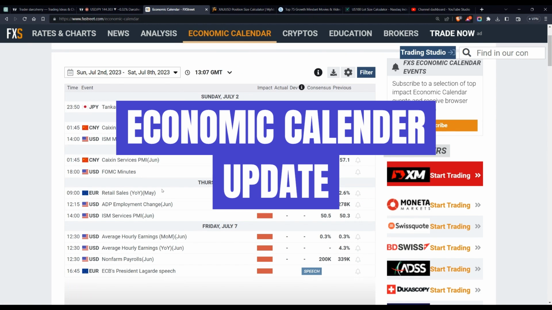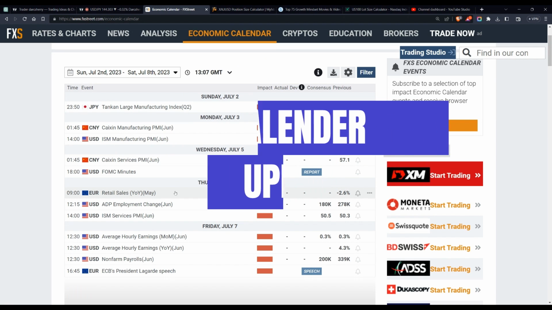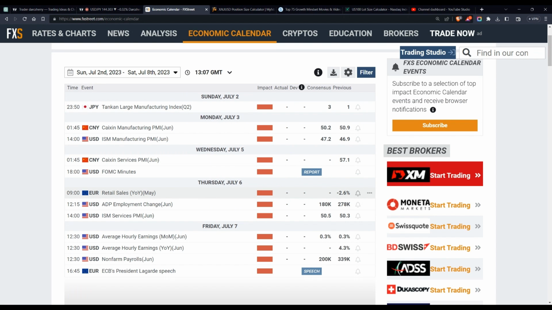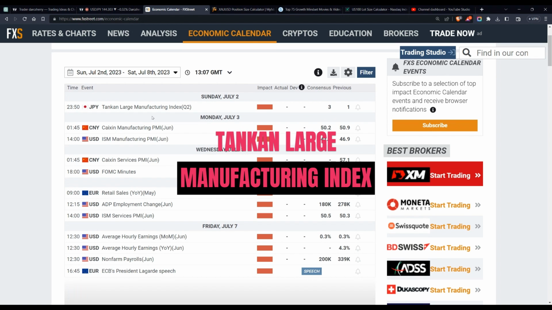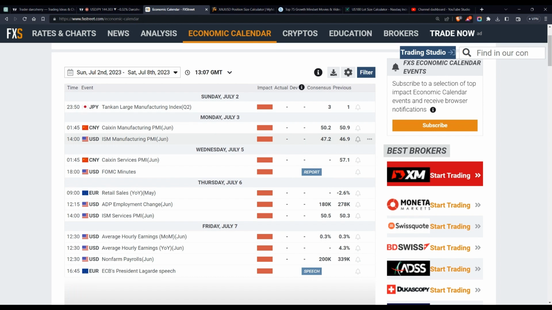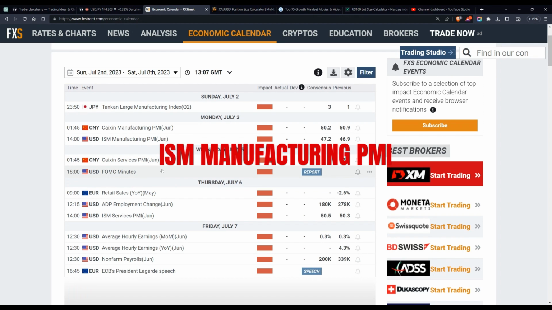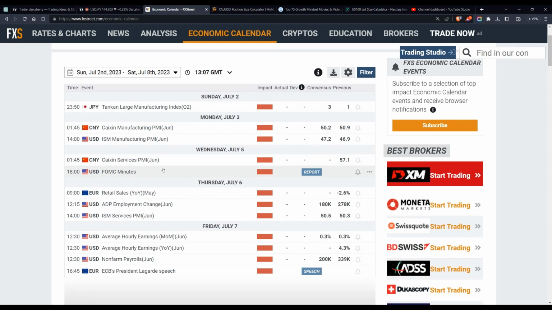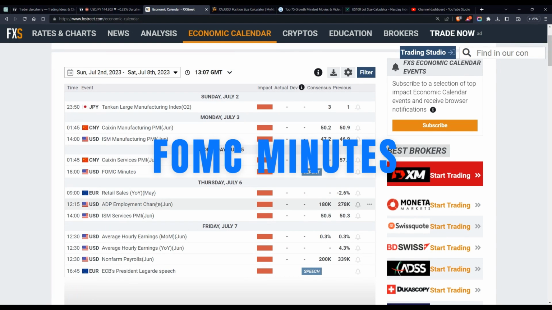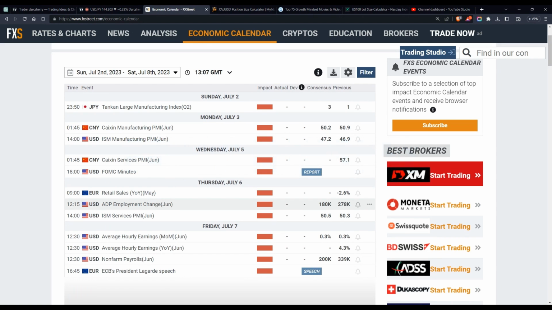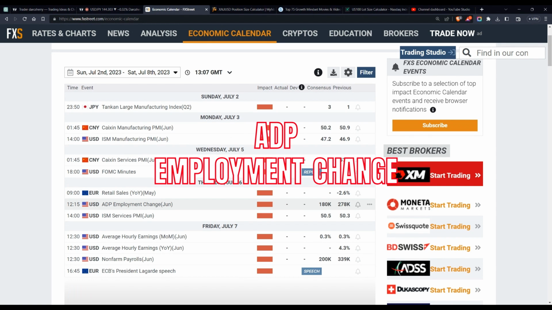And from the economic calendar here, I was able to spool out a handful of high impact events from both the Japanese and the US economy. And for this week, the first high impact event is coming in on Sunday, later today. That's Tankan Large Manufacturing Index. Then on Monday, July 3rd, from the US economic docket, we have the ISM Manufacturing PMI. Then on Wednesday, July 5, we have the FOMC minutes from the US docket. And on Thursday, July 6, we also have the ADP employment change, ISM services PMI.